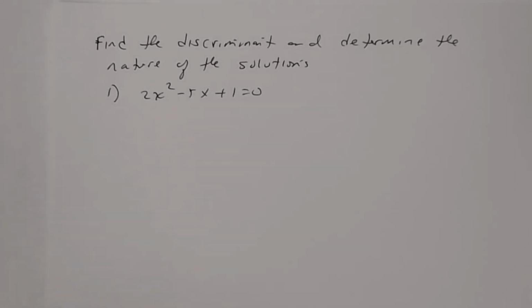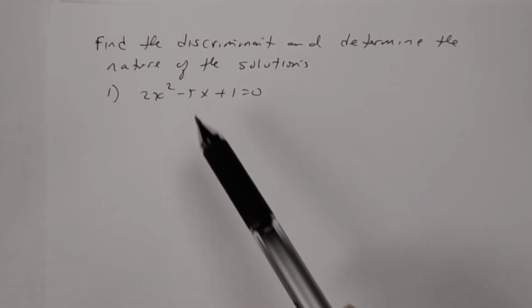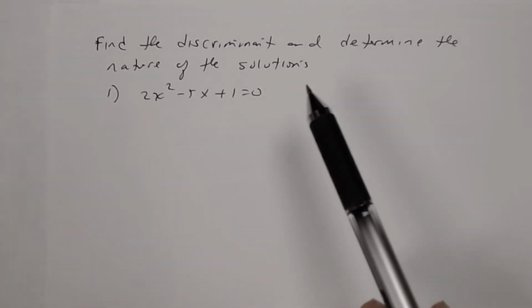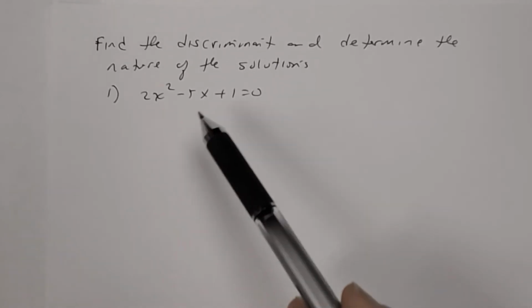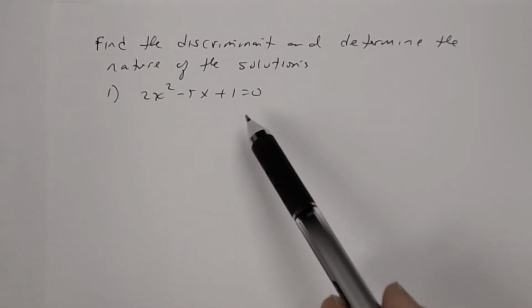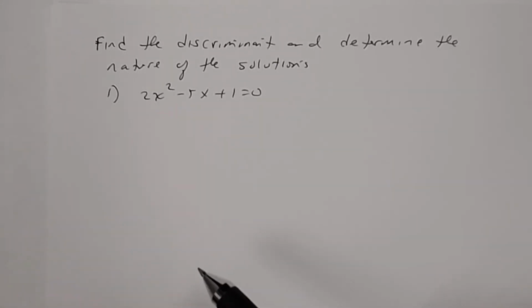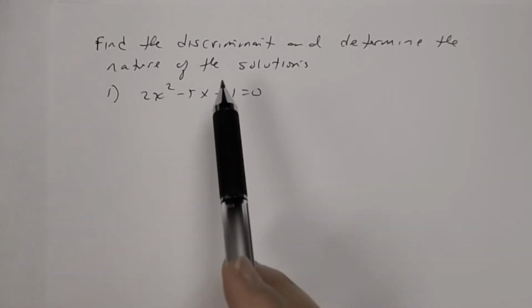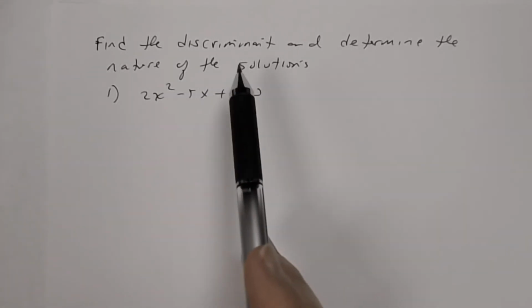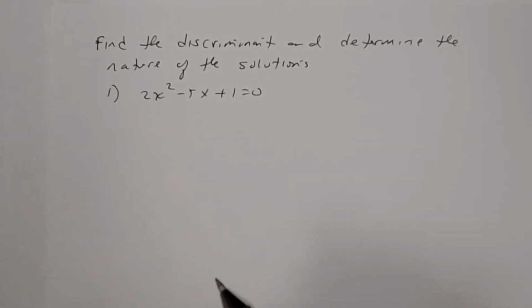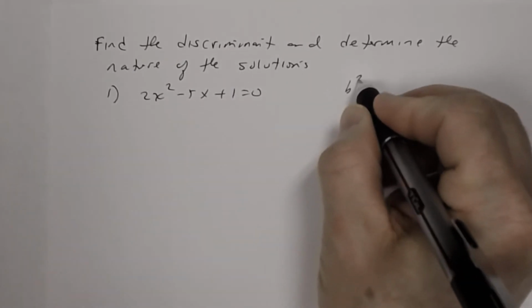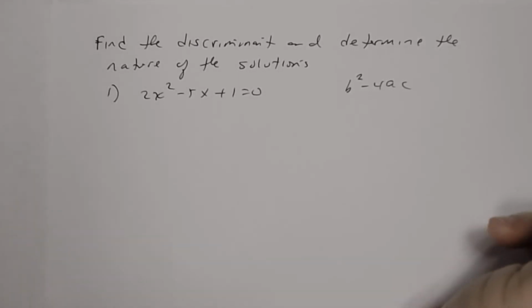Okay, so the problems will say something like this: find the discriminant or evaluate the discriminant and determine the nature of the solutions. Now, by nature, we're just asking how many solutions and what kind. That's all they're asking. So you got to remember, if you're going to use a discriminant to determine the nature of the solutions, all you need is the discriminant. So remember, the discriminant is b squared minus 4ac. That's all you need to evaluate.